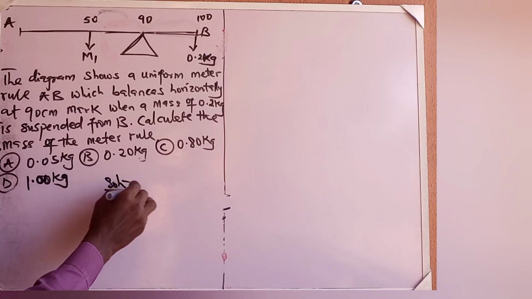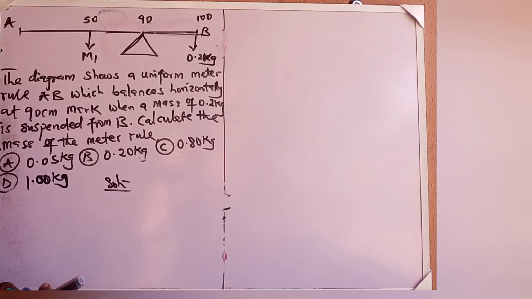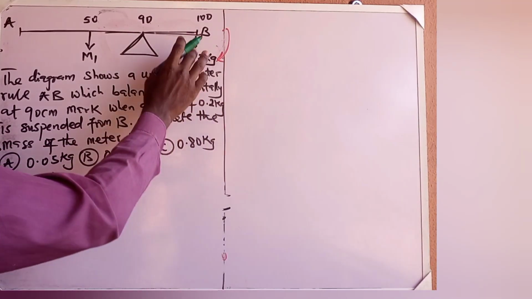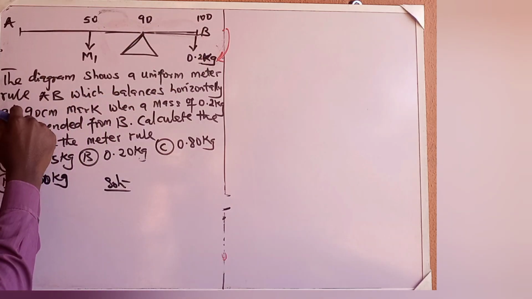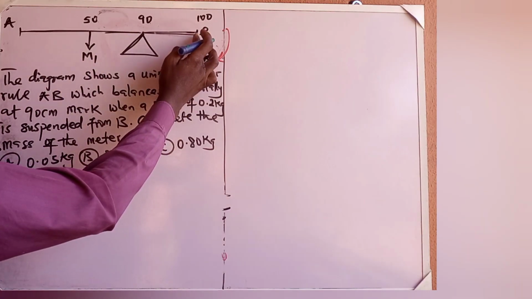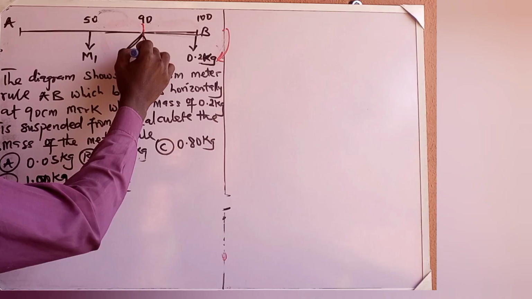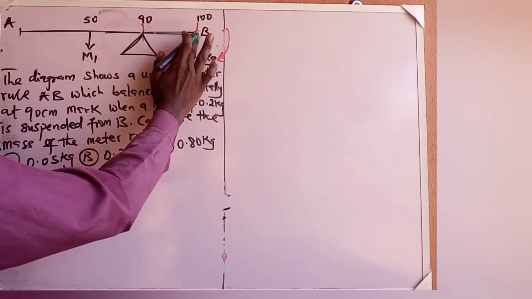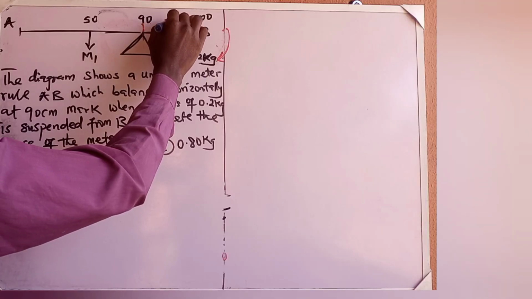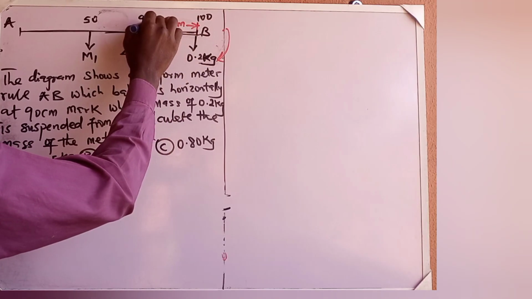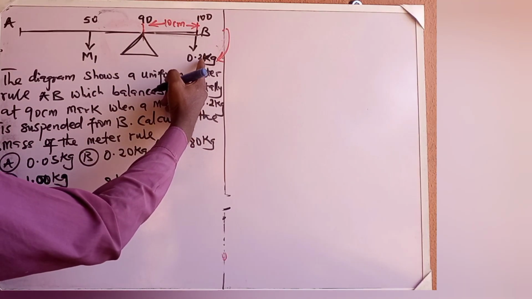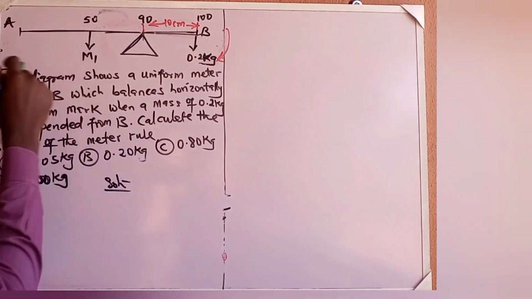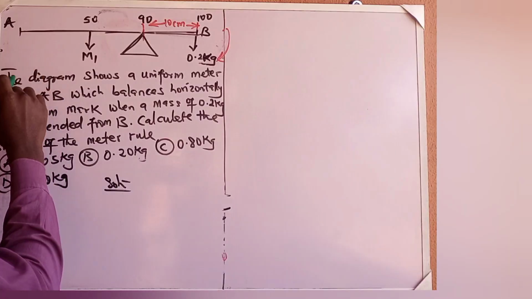So write solution. The 0.2 kg is producing clockwise moment, as you can see. It's trying to turn this meter rule in this direction. And let's look at the distance from where it is to the balance point. This 90 cm is the balance point, and it is at 100 cm. So between 90 cm and 100 cm, we're going to have 10 cm. So that is the distance of this 0.2 kg from the balance point. That will give us the clockwise moment when we multiply this and this 10.